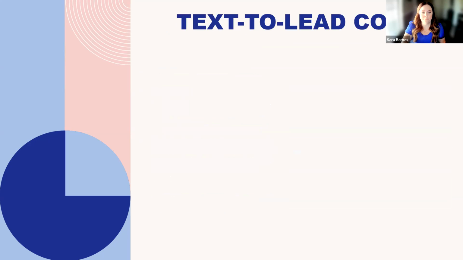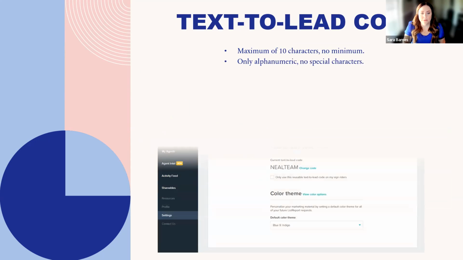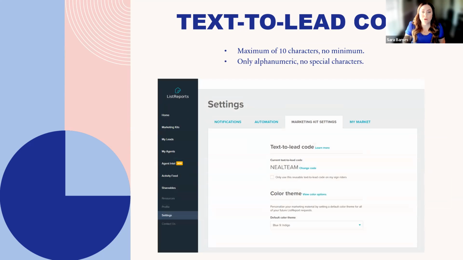So my favorite part about this is now you have a legitimate phone number that you can follow up with people on. I mentioned the text to lead code. I definitely want to go over that. Maximum of 10 characters. There's no minimum, only alphanumeric, so no special characters. And here's what it looks like.